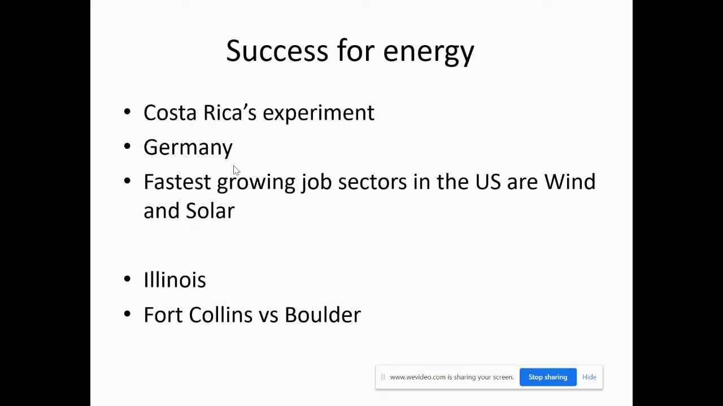Costa Rica is now almost entirely carbon neutral, powering their country for most of the year on renewable energy. Part of it right now is hydroelectric, but their next goal is to phase out hydroelectric for more solar, more geothermal, as well as more wind. The fastest growing job sectors in the US are in wind and solar.